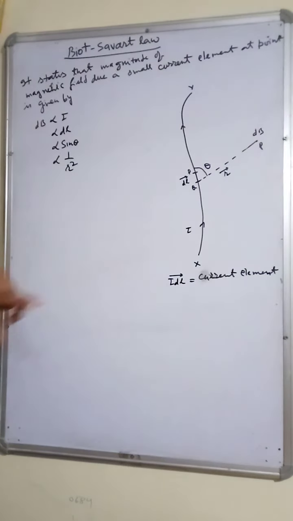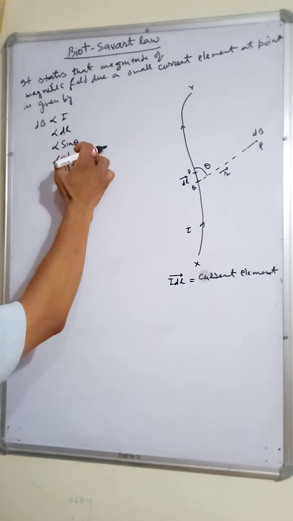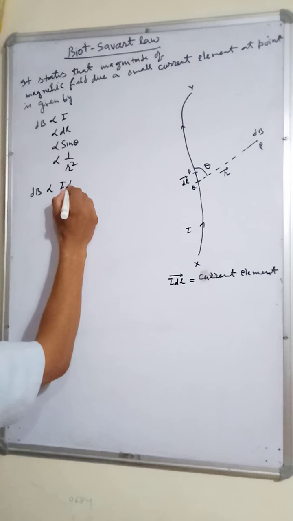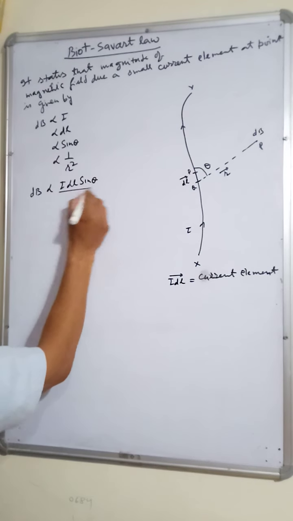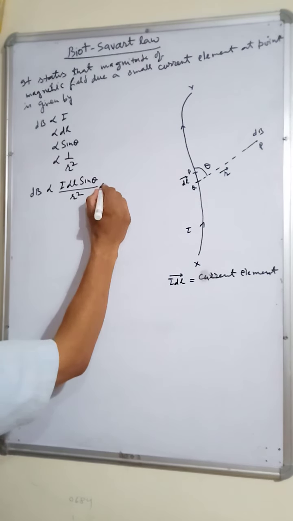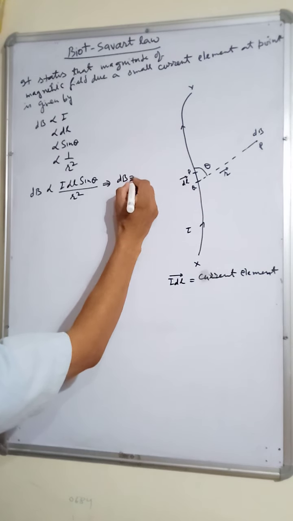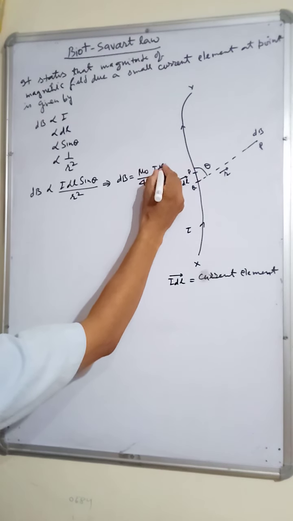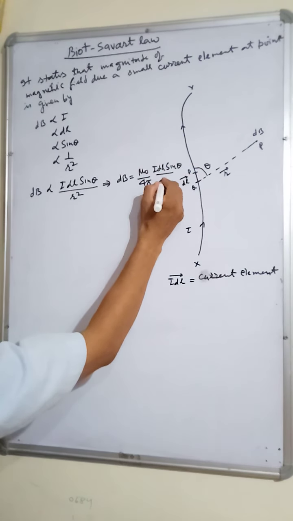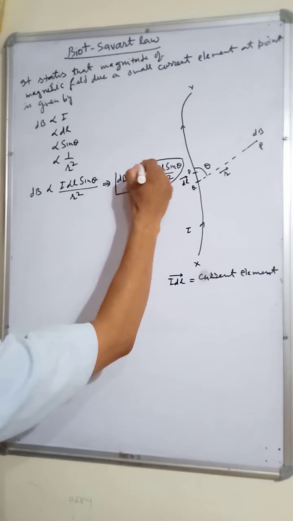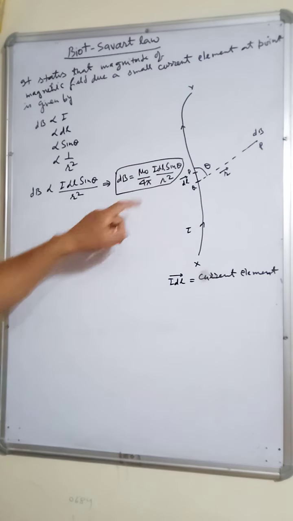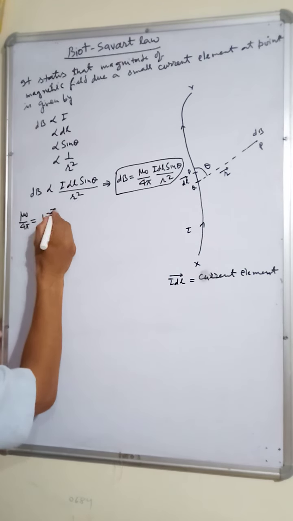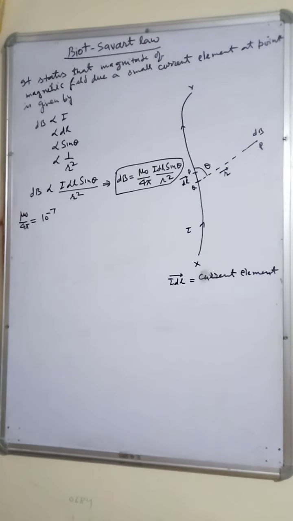Here everything is depicted in the figure. You can also write in words what is I, what is dl, what is sine theta, and what is r. Now you combine them: dB is proportional to I dl sine theta over r square, and it can be written as dB equals mu naught over 4 pi times I dl sine theta upon r square. This is a constant, mu naught over 4 pi, which is 10 to the power minus 7.